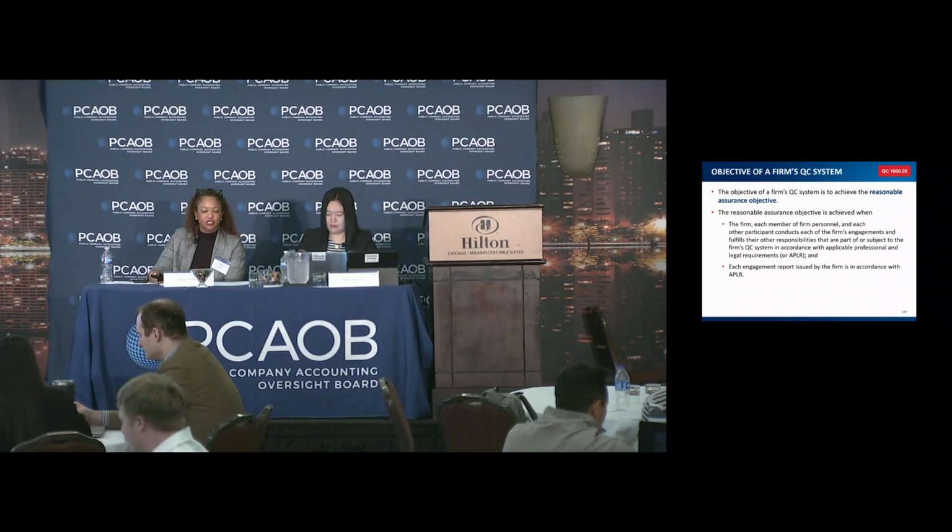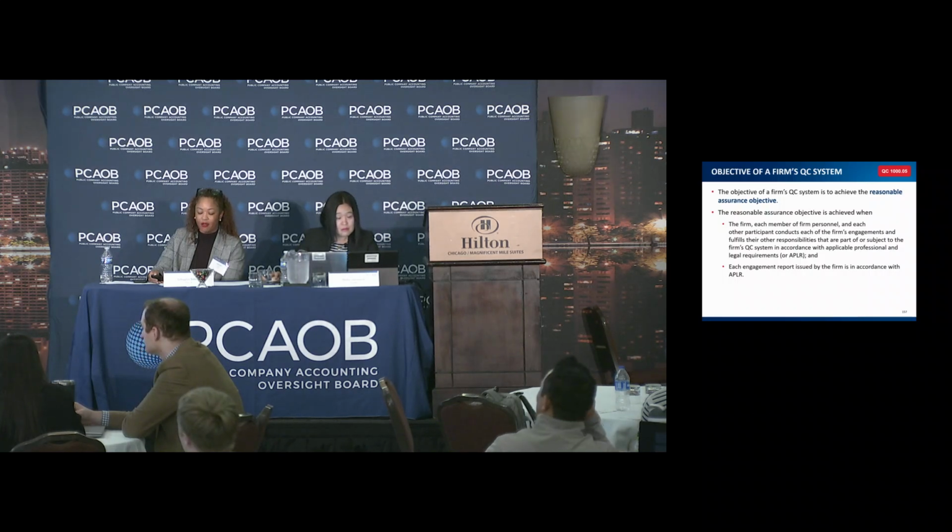So the concept of reasonable assurance is consistent with QC 20, which is the board's quality control standard currently in place until QC 1000 becomes effective later this year. However, QC 1000 does go further, and it extends the reasonable assurance objective to cover not just the firm and its personnel, but also other participants. Firm personnel and other participants are two important terms defined in QC 1000. Firm personnel is in paragraph A5, other participants is in paragraph A7.